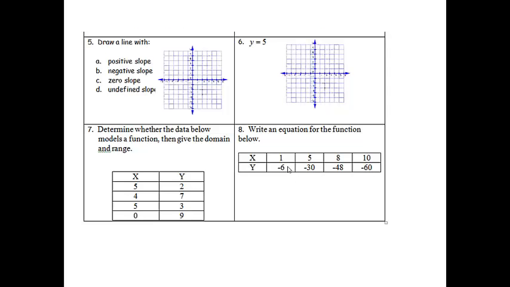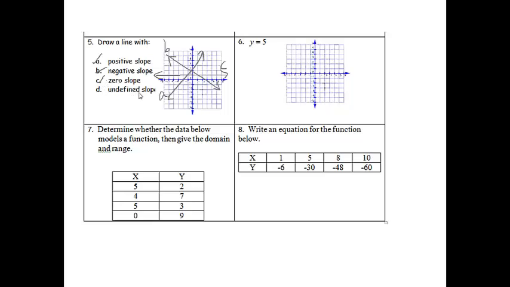Right, problem 5. Draw a line with, first of all, a positive slope. So positive slope, I know it's going to go up as I go from left to right. So this would be a line that has positive slope. I'll label that as A. B, negative slope, which means as I go from the left to the right, the line is going to go down. So that would be B. 0 slope would just be a flat line. So I'll label that as C.